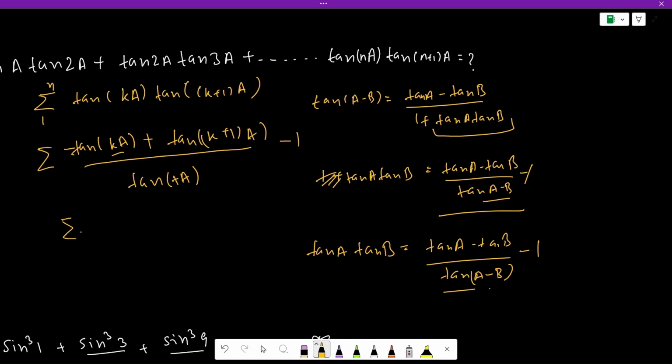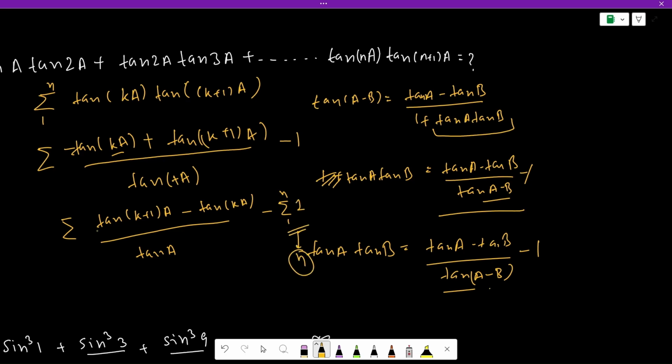So we get a summation, and we will just separate the summation on 1 in this. So this will become tan k plus 1 times a minus tan ka divided by tan a and minus summation 1 to n 1. Now adding 1 n times will give us n only, and this is 1 to n. Just separate this out, and this is a constant, and this will go to the term while greater value and this to the lower value. Now you can solve it and get the answer.